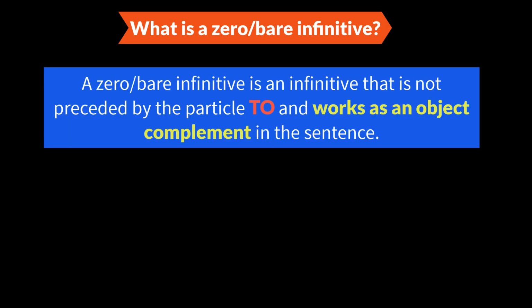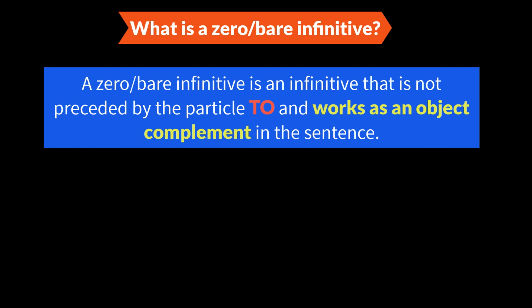A zero infinitive, also known as a bare infinitive in English, is nothing but an infinitive form that is not preceded by the particle to. It does not have to in it. Like a full infinitive, it does not have the particle to in it, and it works as the object complement. All right, it gives information about the object of the main verb.